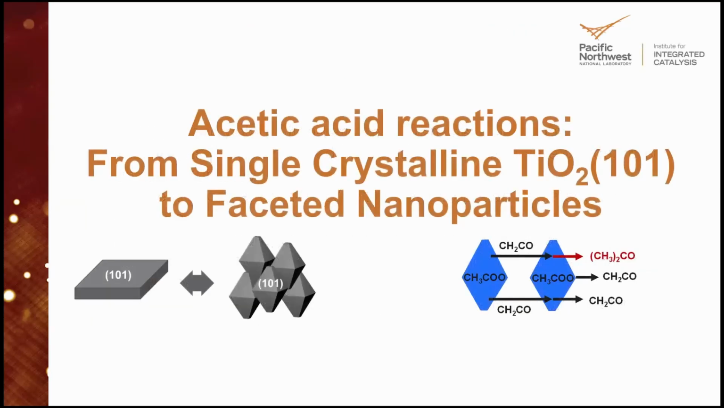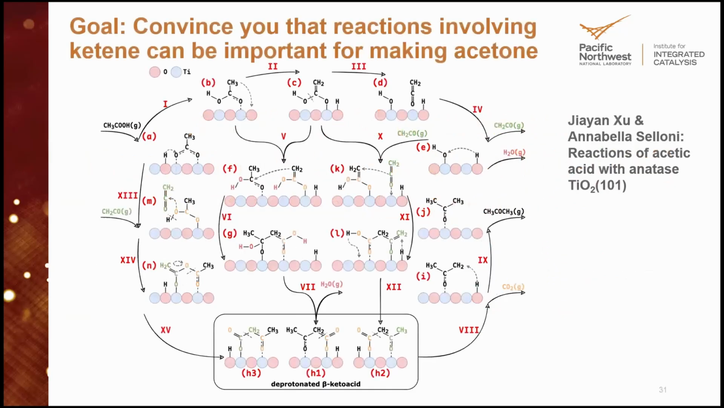Okay, so now I'm going to switch gears and talk about a little chemistry, acetic acid reactions. We're going to do experiments on single crystals, and then we're also going to use shape-selected nanoparticles of the same anatase surface. My goal here is to convince you that reactions involving ketene can be important for making acetone when you start with acetic acid.